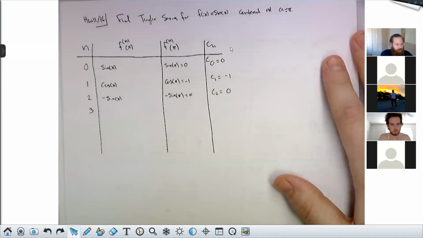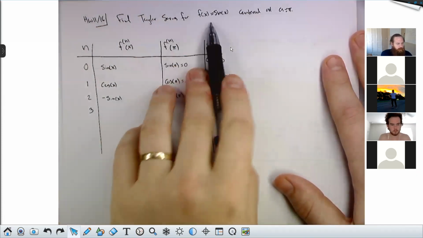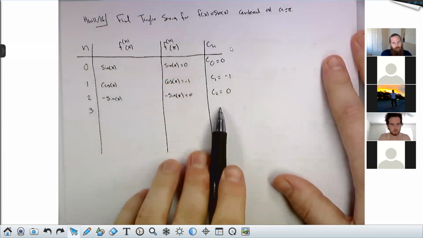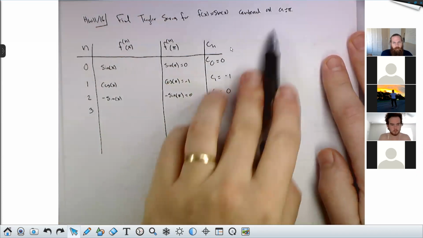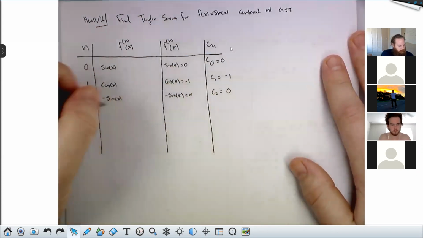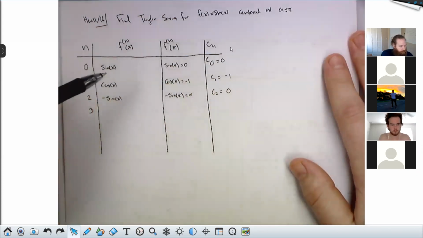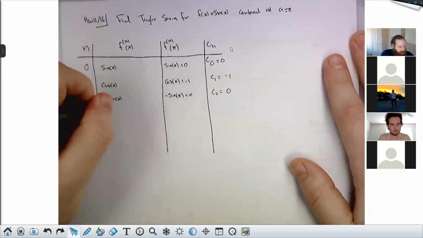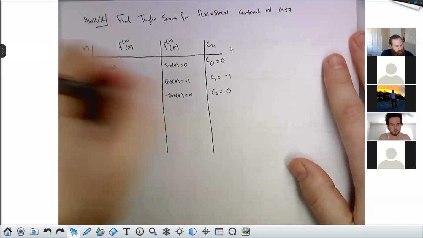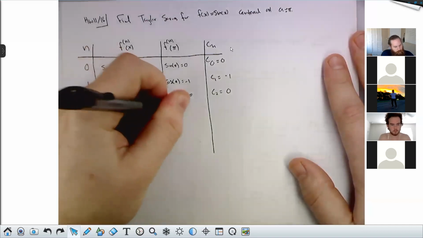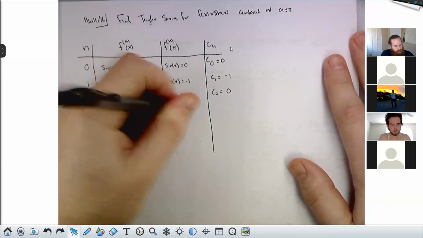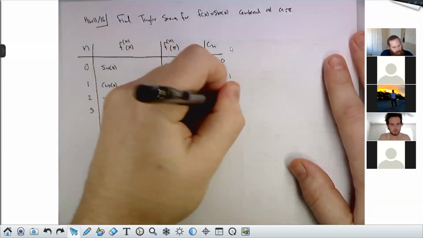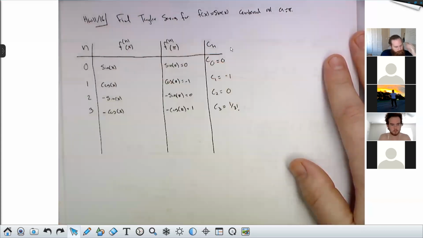And you start to see the same sort of pattern emerge that we did when we first calculated the Taylor series for sine. This is still an odd function, so I still expect all the even terms to be 0. But something will be a little bit different compared to the Maclaurin series. If I differentiate this again, the derivative of negative sine x is negative cos x. Negative cos of pi is -(-1), which is +1. So C3 is 1 over 3 factorial.